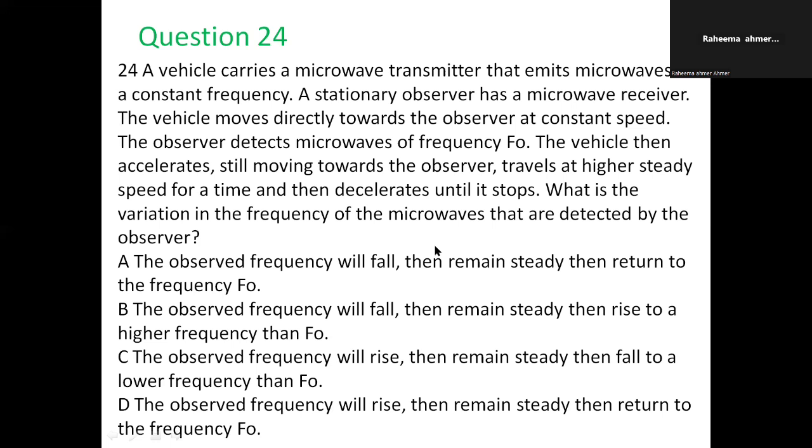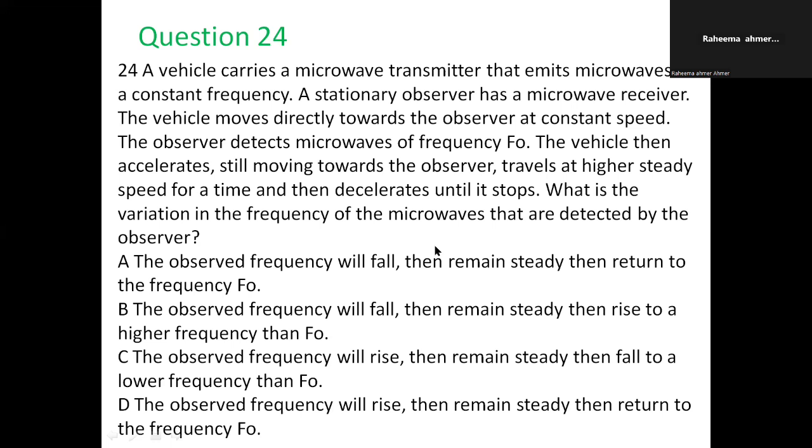Okay, so this whole description is given to you so that you could predict the frequency of the microwave detected by the receiver as compared to f naught. When you read the options, you will realize that the question is actually asking in comparison to f naught, which is the frequency detected when the source is moving. So what is the source? The source is the vehicle, which has a microwave transmitter that is emitting the microwave, and the observer is the stationary observer that has the microwave receiver.